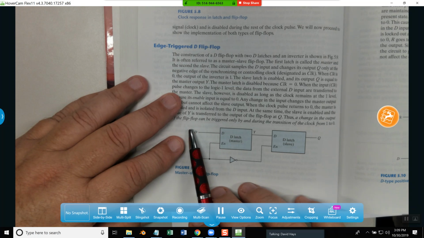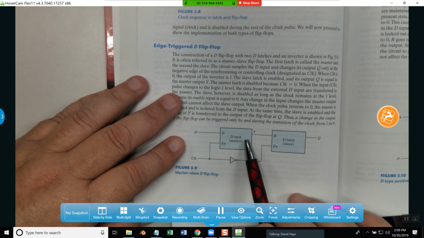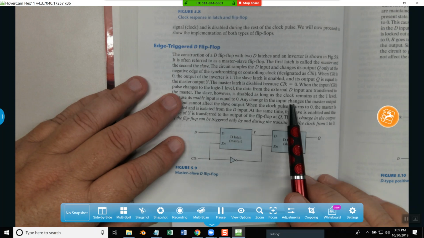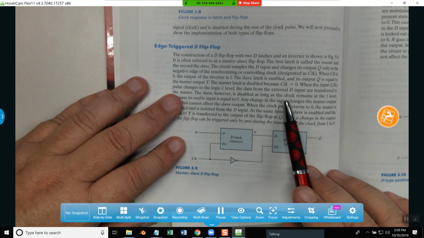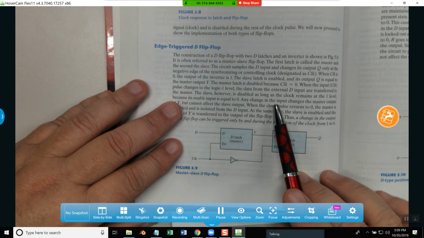When the clock pulse returns to 0, so this changes to 0, the master is disabled because the 0 is coming up here for enable, so this is disabled. This is a 1, so it's coming through here and is isolated from the D input. At the same time, the slave is enabled, so this is now enabled, and the value of Y, which is right here, is transferred straight on over to Q. Thus, a change in the output of the flip-flop can be triggered only by and during the transition of the clock from 1 to 0.